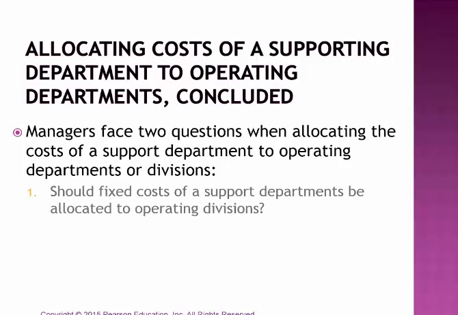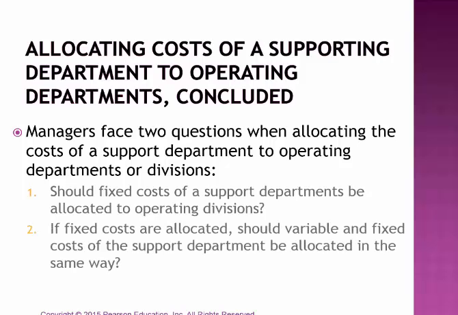Number one, should the fixed cost of a support department be allocated to the operating divisions? Yes or no? And number two, if those fixed costs are allocated, should the variable cost and the fixed cost of the support department be allocated in the same manner?